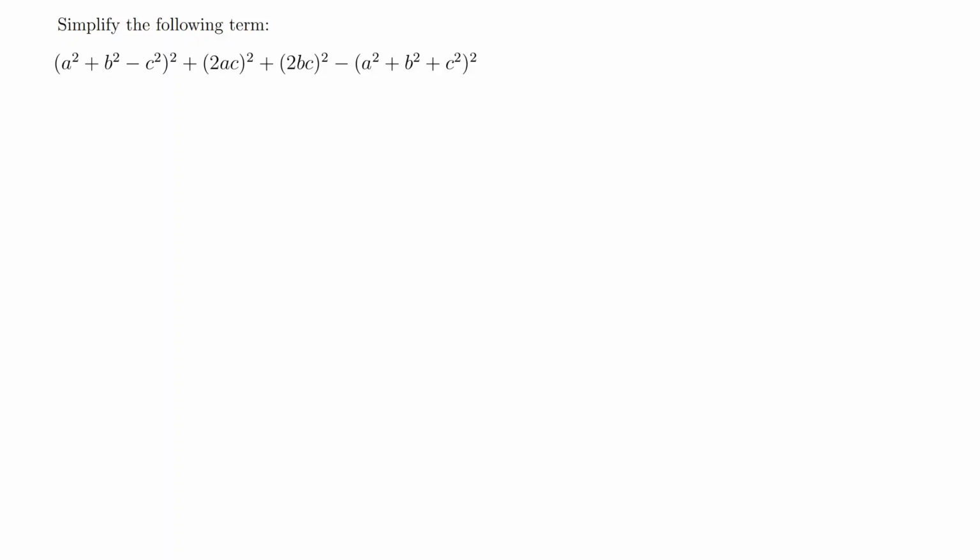In today's video we have to simplify this term here. So let's look at what we have. We have three different variables, which are a's, b's, and we also have c's. And then we have some brackets, and we see that all the brackets are squared. So here we always have a square sign.